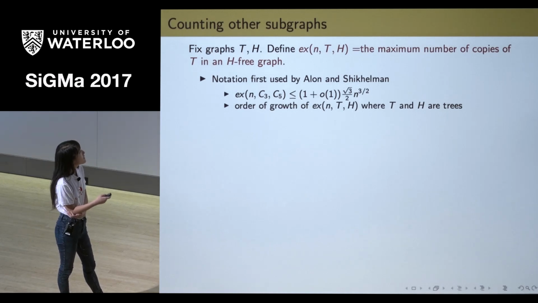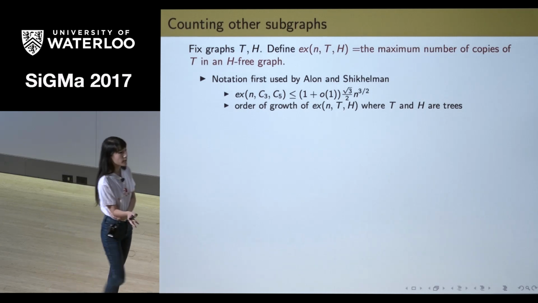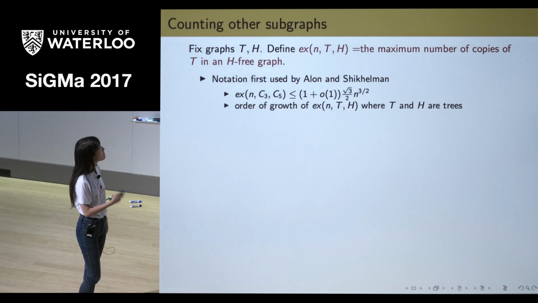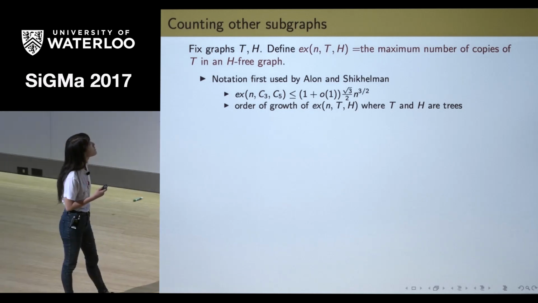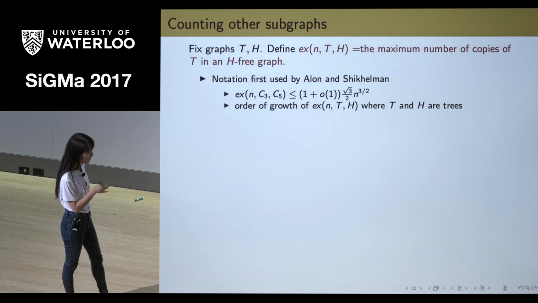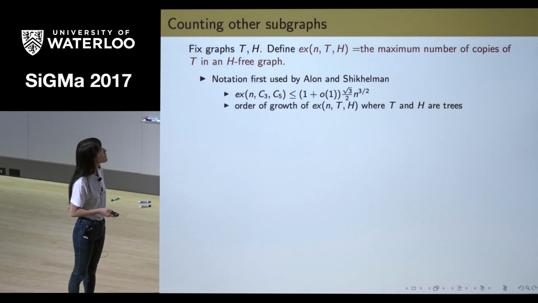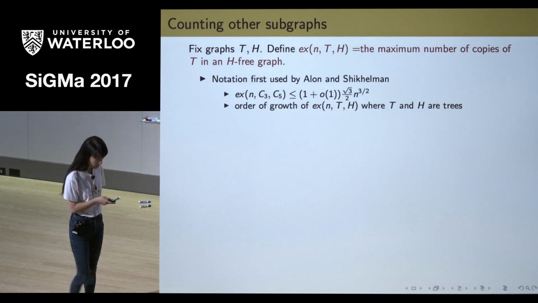And kind of unrelated to that, when T and H are any trees that you want, they determined ex(n, T, H), or at least the order of growth, exactly. That depends on some parameters, which are too complicated to explain right now. Okay, and many other nice results.